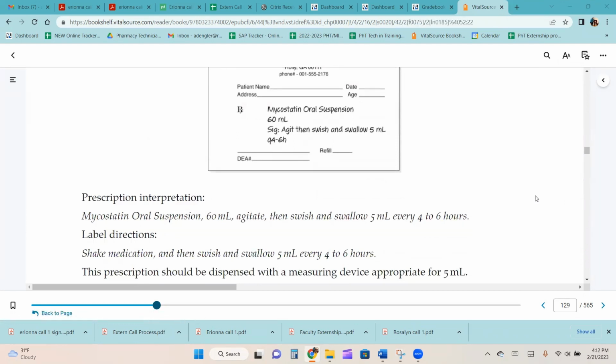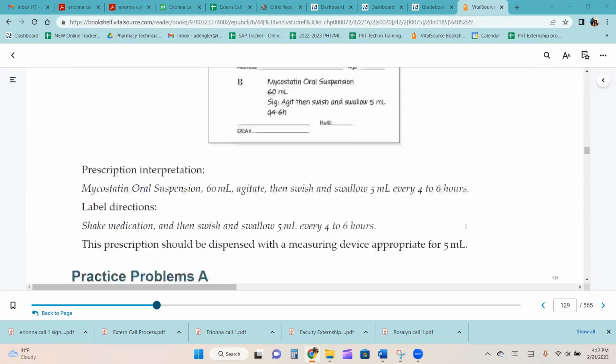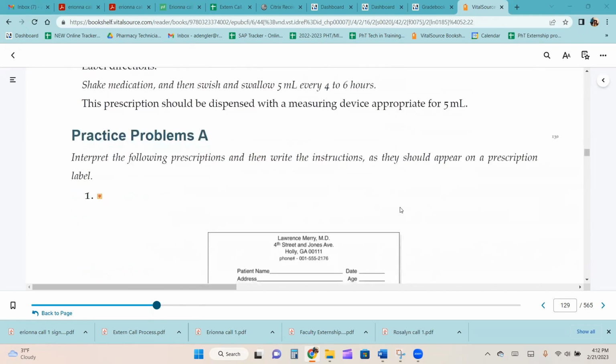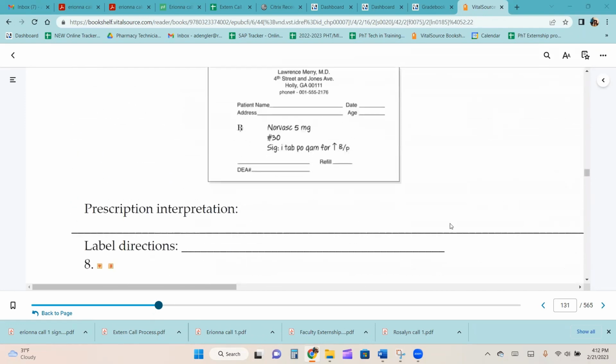This prescription is written for Mycostatin oral suspension. It says, so these are the SIG, right? This is the SIG right here. And for the directions, we would say shake medication and then swish and swallow 5 ml every 4 to 6 hours. So practice problems A, if you want to go through those, they're good practice.